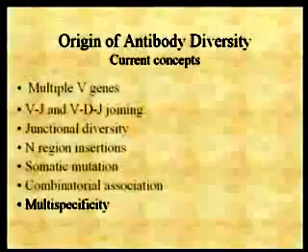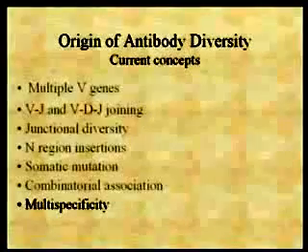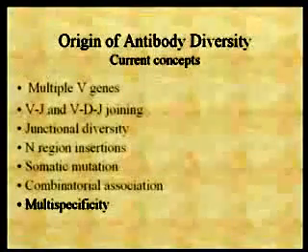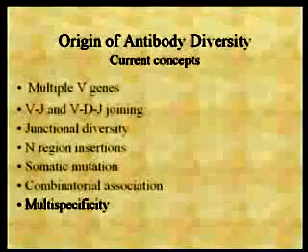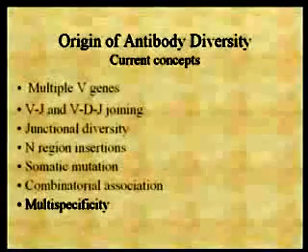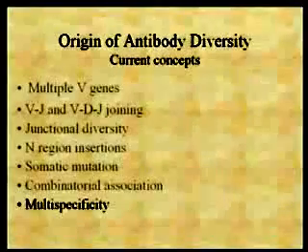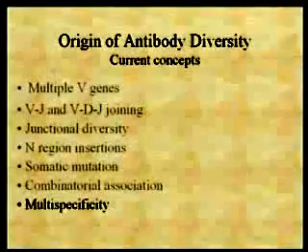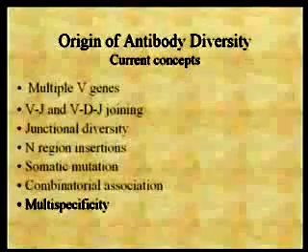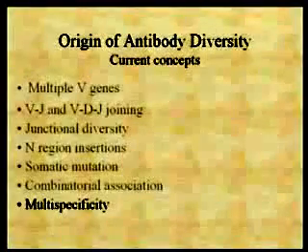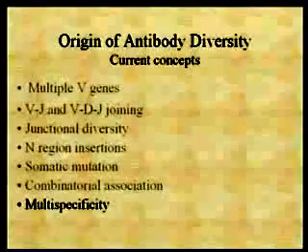And finally, multispecificity, again, just a fancy way of saying that any individual antibody molecule could potentially bind to more than one epitope. So it would have multispecificity. It would not be completely specific. We have multiple specificities. All right? So these are the ways, our current concepts, our understanding of how we generate the diversity.